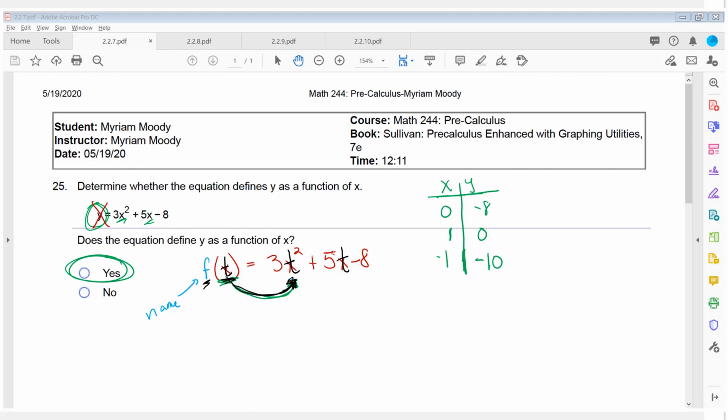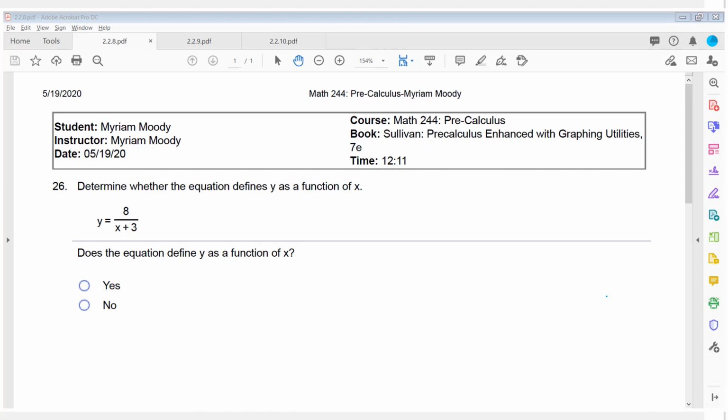Good? Okay, let's look at another one. Here's an equation, and they're asking us if this equation actually represents a function or not. Remember, for every input, that's right, you have one output.